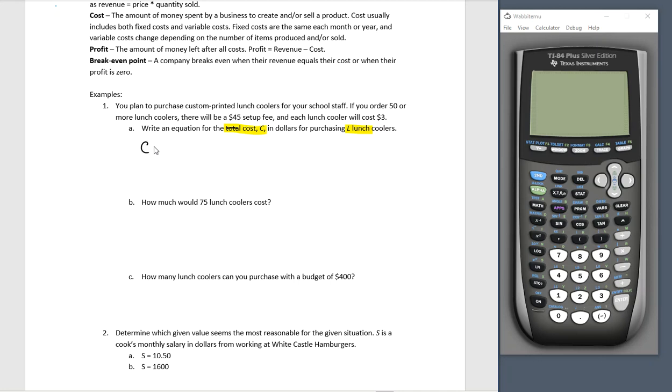Well, I know that the cost is equal to $45 no matter what, the setup fee, plus $3 multiplied by the number of lunch coolers that we decide to purchase. All right, that's it. One variable naming the function cost, and another variable inside telling us what it is that varies.